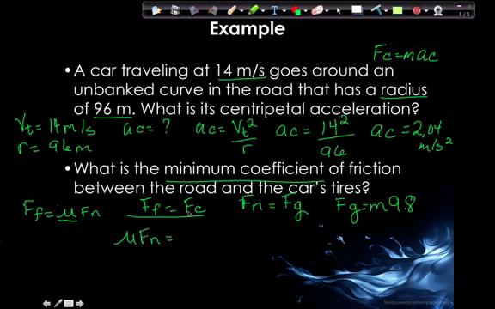And we know that our centripetal force is equal to the mass times acceleration, or centripetal acceleration. Okay, so let's see if we can break this down even more. I don't know the coefficient, but my normal force I know is equal to the force of gravity on a level plane. So my force of gravity is equal to my mass times 9.8.